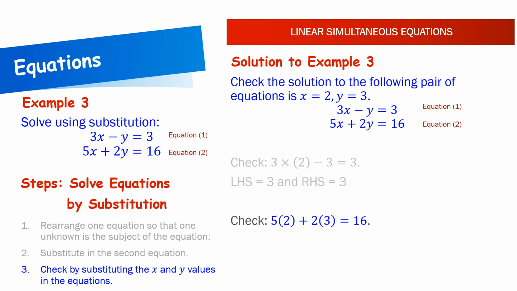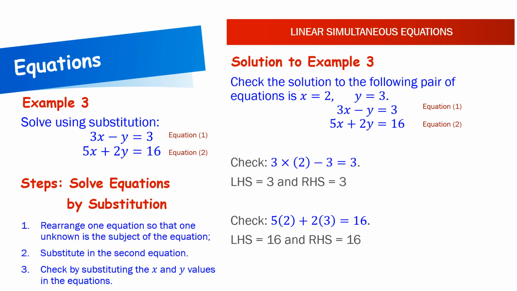Now let's check in equation 2. 5 times 2 plus 2 times 3 equals 16. So the left-hand side equals 16 and the right-hand side equals 16. Therefore, x equals 2 and y equals 3 satisfy the given equations.